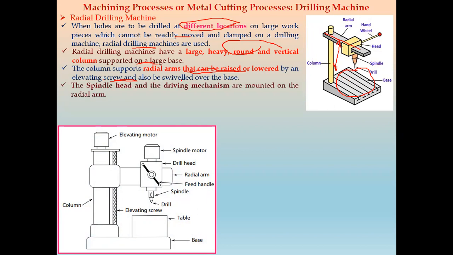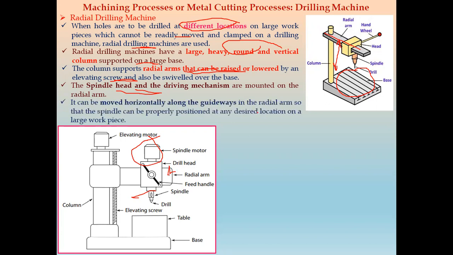Now, the spindle head and driving mechanism are mounted on this radial arm. So we have a spindle head or spindle and a spindle motor. Both are mounted on this radial arm. So if you see in this radial drilling machine, it can be moved horizontally along the guideways. So here the guideways are there. So we can move the spindle head and spindle motor along this length, that is, along the horizontal radial arm, so that the spindle can be properly positioned at any desired location for the large workpiece.